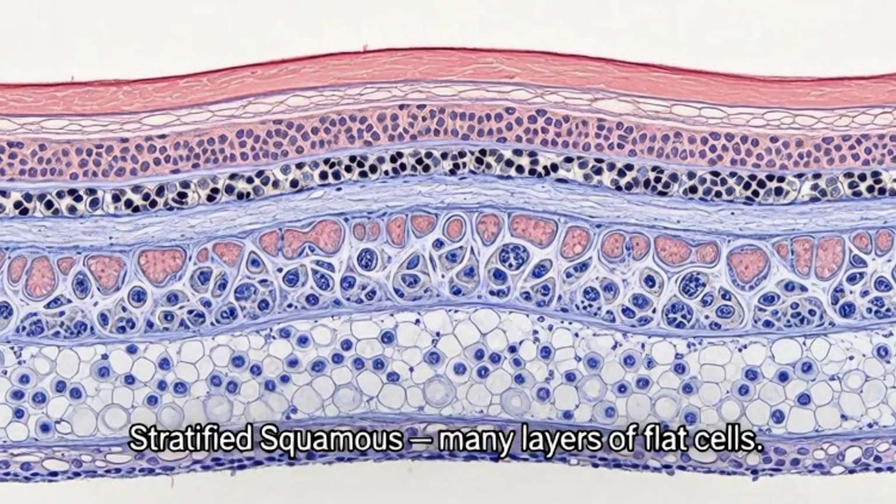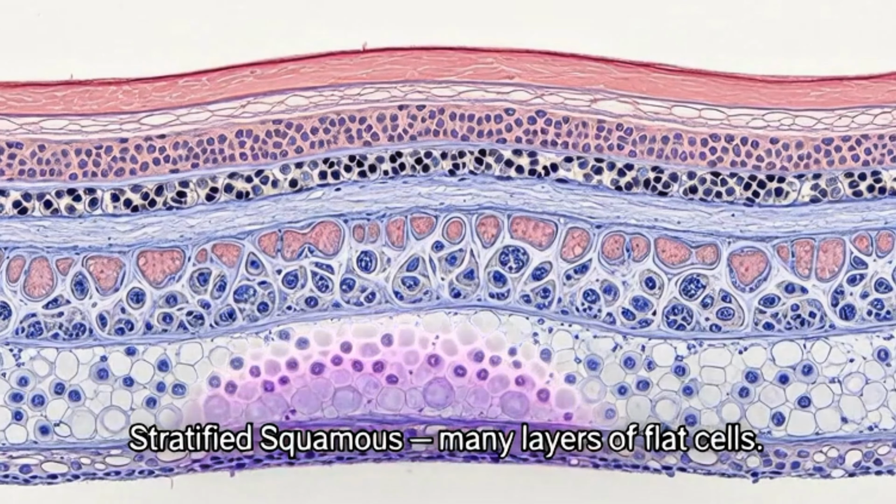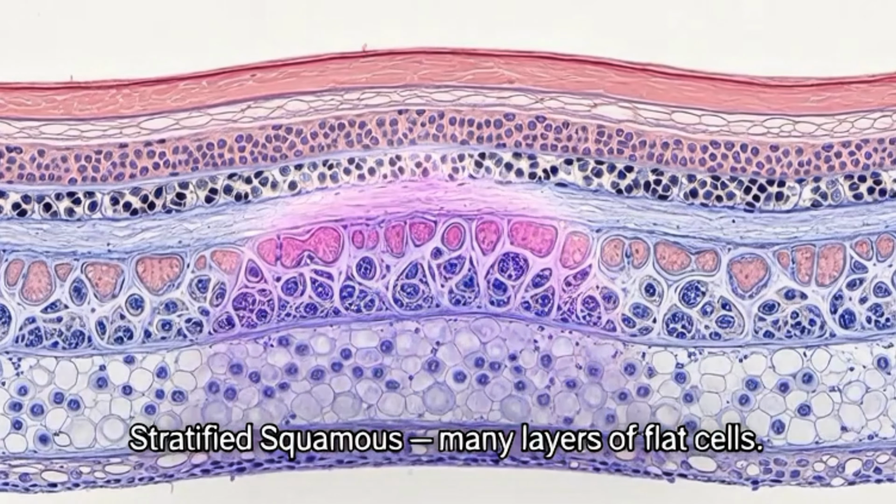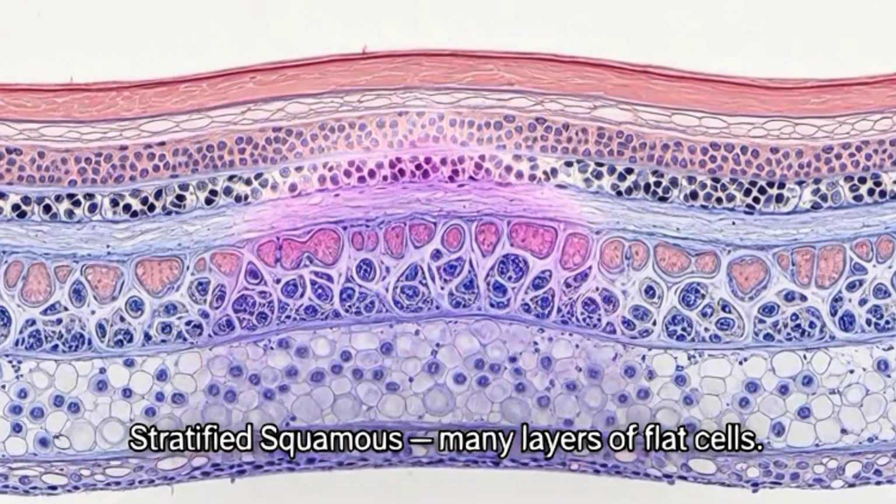Stratified squamous. Many layers of flat cells. These layers protect underlying tissues from damage and dehydration. The cells mature as they move from the base to the surface. Found in your skin or the lining of your mouth, where there is a lot of wear and tear. Columnar, tall, pillar-like cells. Found in your intestines to help absorb nutrients.